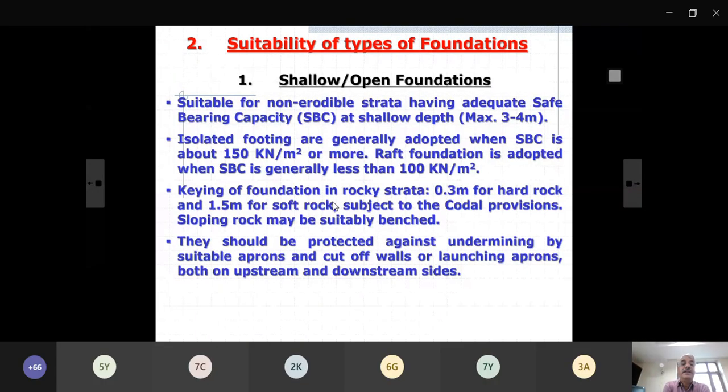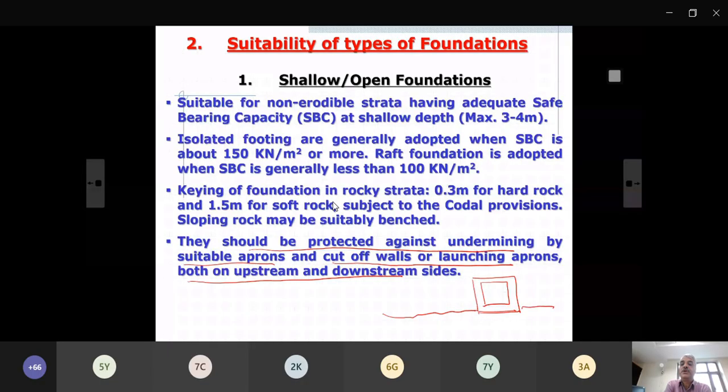And they should be protected against undermining by suitable aprons and cut-off wall, including launching apron, both on the upstream and downstream side. Let us say I am putting a box here. This happens many times with a box. This is my river. So I have to go below the river bed as per scour considerations and put the box at whatever is the maximum anticipated scour level.